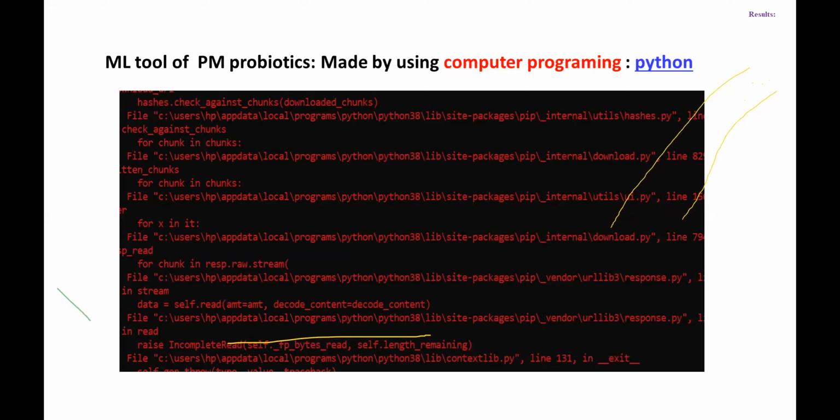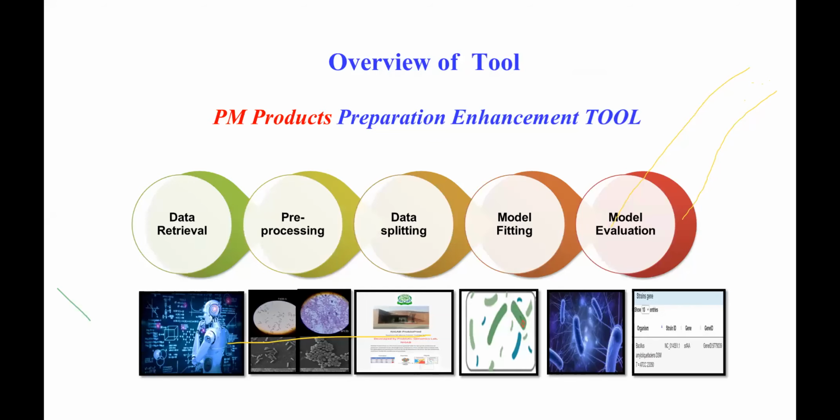So here is the target-based probiotic product preparation enhancement tool. You have to take the data from NCBI and other genomic banks. Secondly, pre-processing of your data. After that, you have to split your data into an 80 to 20 ratio, and then model fitting and then model evaluation with the help of the available tools.